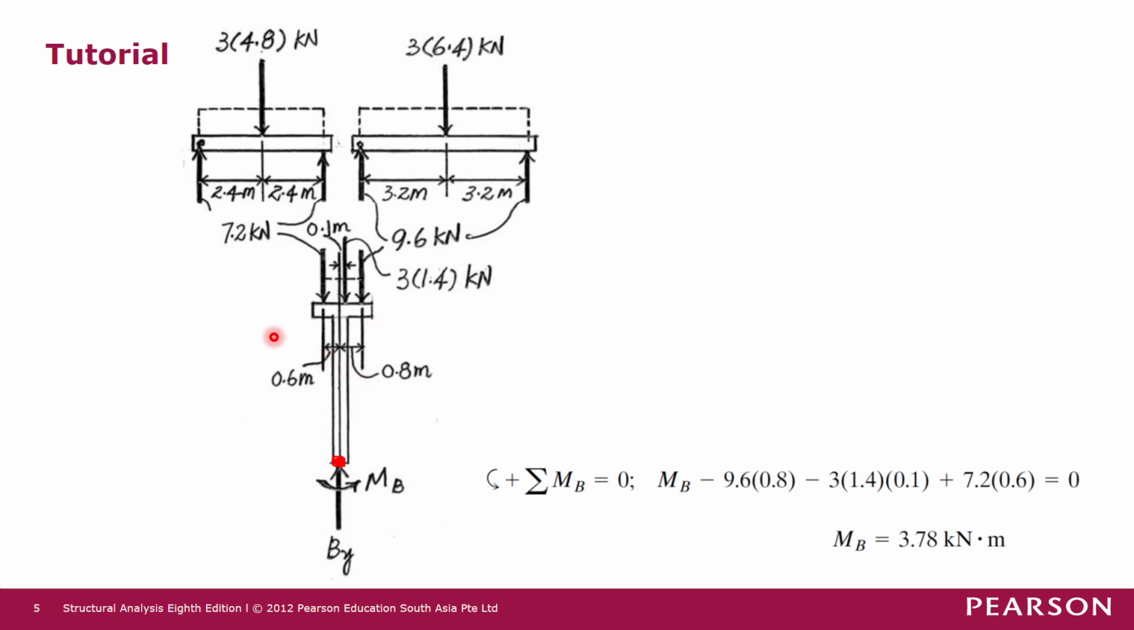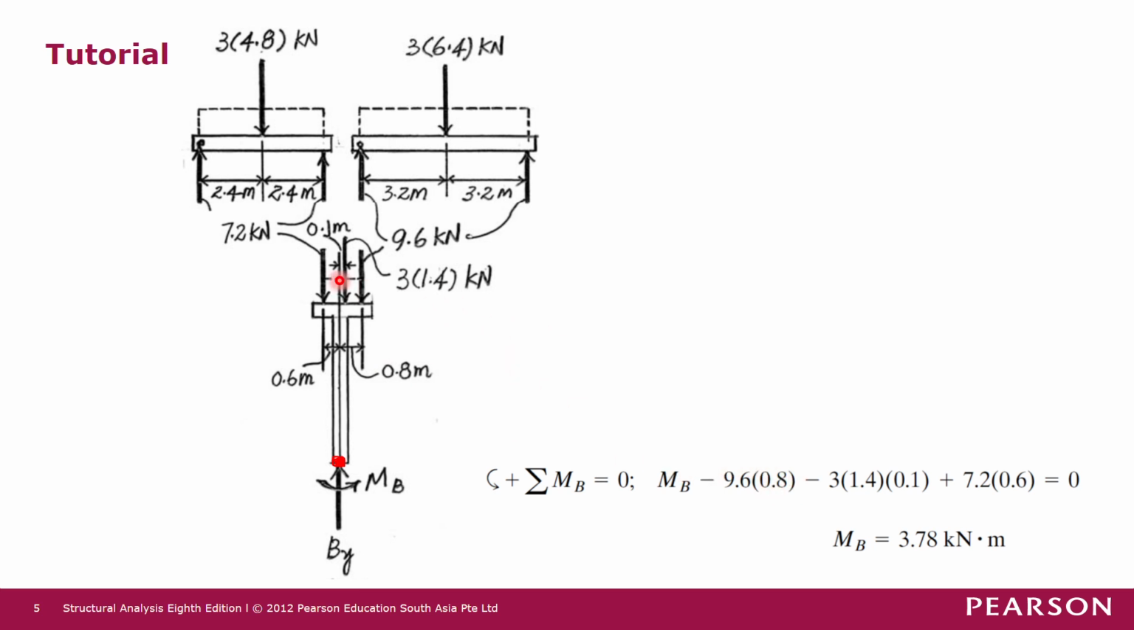And then the second force that we look at is this 9.6 kilonewton force. So this 9.6 kilonewton force has a moment arm of 0.8 meter to joint B. And then this force will produce a clockwise moment about joint B. So it will turn this way, clockwise. So clockwise moment, we take it as minus, negative. Okay, so 9.6 times the moment arm of 0.8 meters.